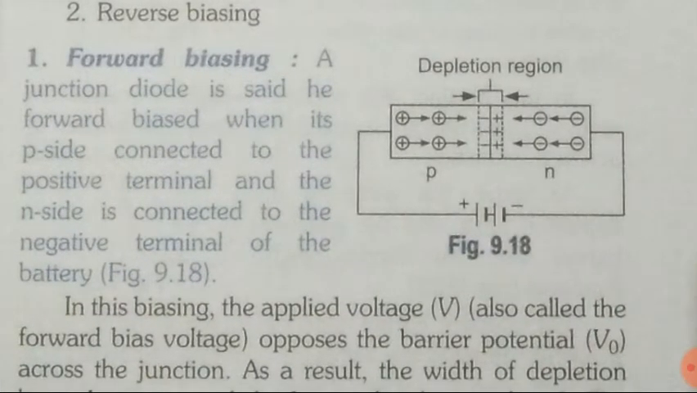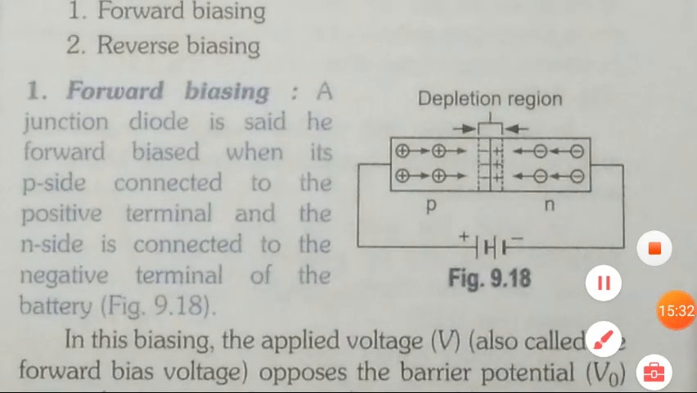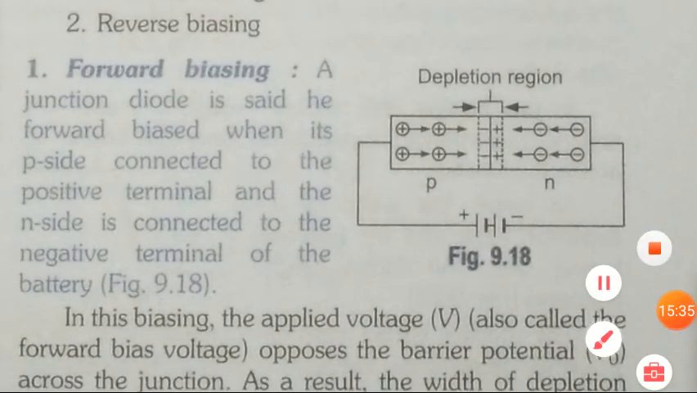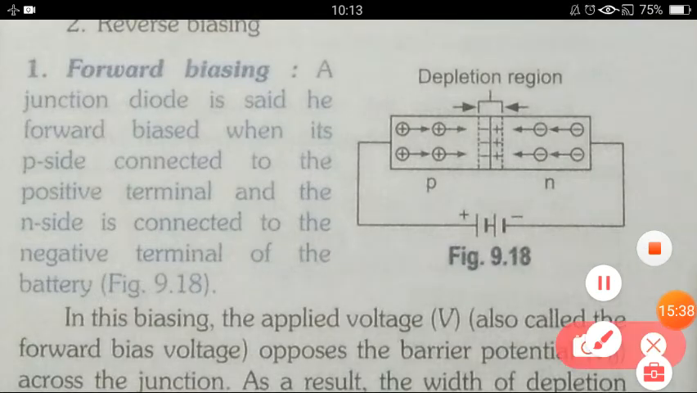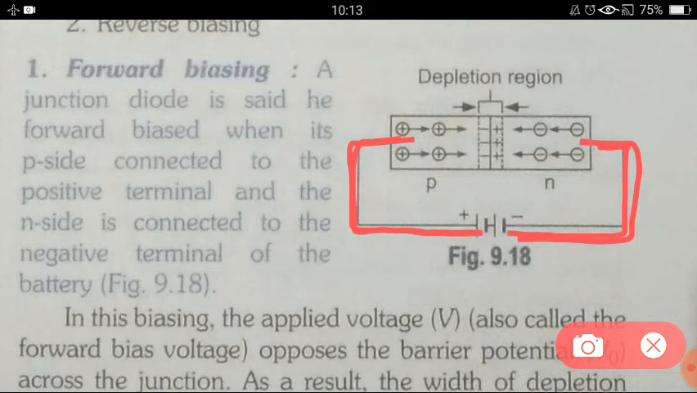First is forward biasing and second is reverse biasing. So in forward biasing what we do? Here you can see one figure. The terminal from n side is connected to negative terminal of battery, and p type is connected to positive terminal of the battery. When we connect p type to positive and n type to negative terminal of battery, it is called forward biasing. Why we call it forward?